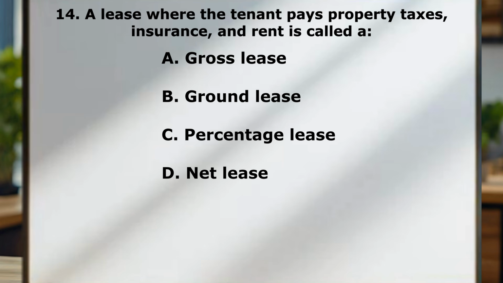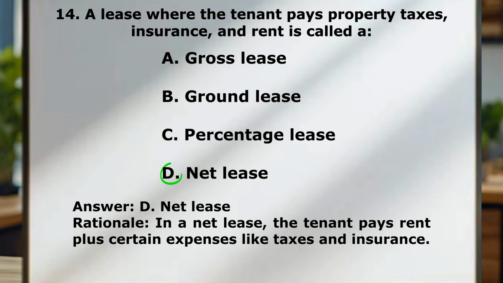A lease where the tenant pays property taxes, insurance, and rent is called A, a gross lease, B, a ground lease, C, a percentage lease, D, a net lease. Correct answer here is net lease. So in net leases, the tenant pays for rent plus certain other expenses like taxes and insurance.